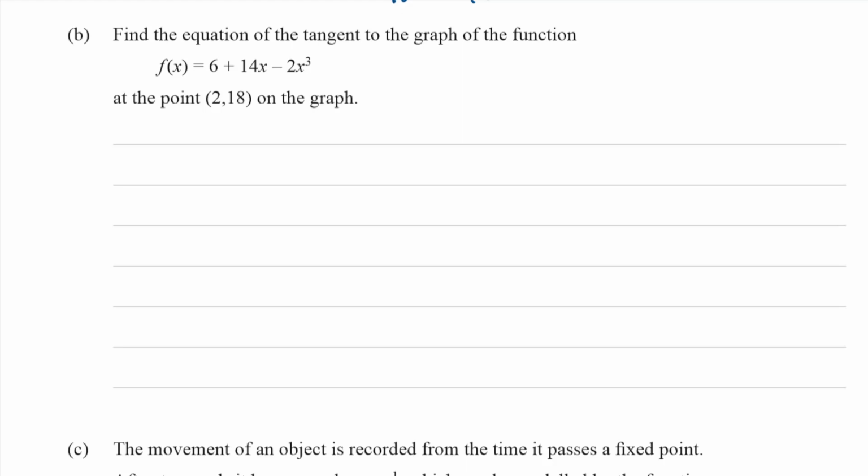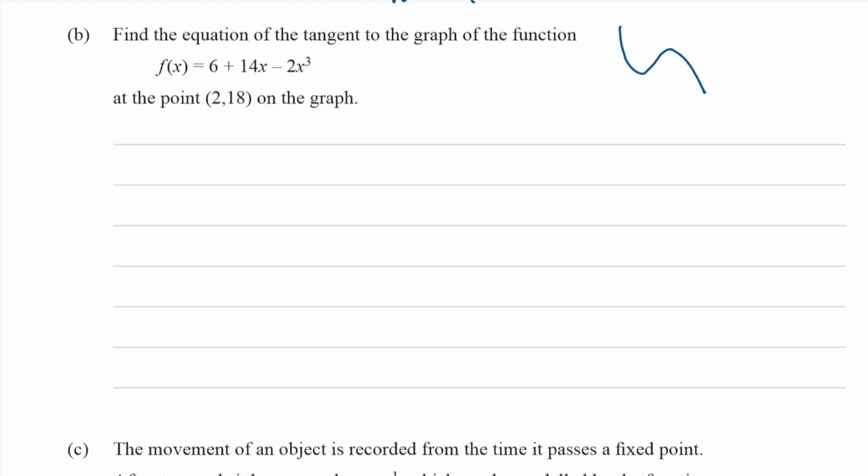Alright, we have an equation of a tangent question. So we're given the original function f of x, and just looking at it, I see x to the power 3 is the highest power, and that has a negative coefficient. So I know this graph, if we were to graph it, would be a negative cubic, something like that.